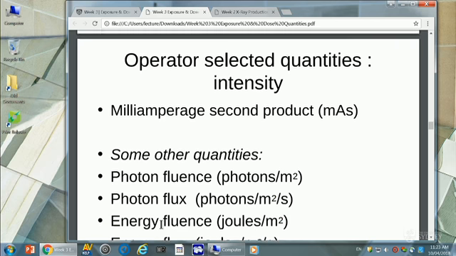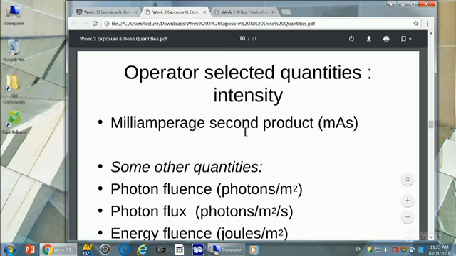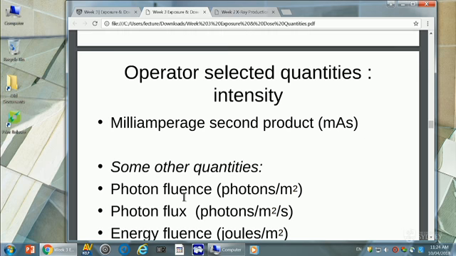Okay, the other one is, and I'm not going over this again, we've talked about this before, the operator selected quantities for intensity. We deal with mAs, but things like photon fluence, the amount of photons per meter squared, for example, is a much better indicator of how many X-rays are in that beam than simply the mAs. And don't forget, the manufacturers fiddle with the mAs all the time, because they know that, for example, your tungsten is wearing down. They know that you're getting, remember, the tungsten vaporization across the glass, so the output's going down.